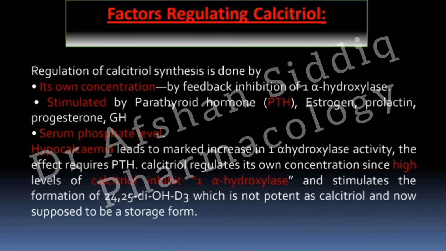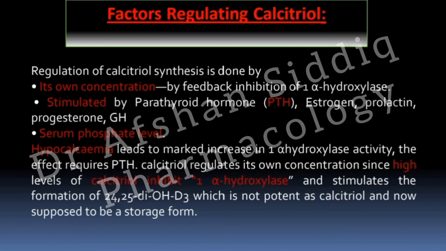And this is a dihydroxy vitamin D3. It is not potent like calcitriol, but it is supposed to be the storage form of vitamin D. It is the storage form so that whenever the body requires it, the kidney will immediately convert it into 125 dihydroxy calcitriol, so that it can fulfill the requirement of the body.